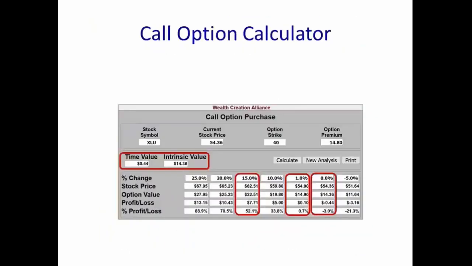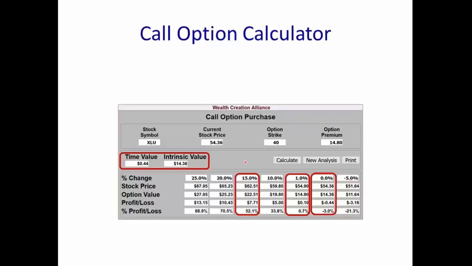So we took a look at our XLU option purchase before we took the trade. Again, XLU was trading at 54.36. We purchased the 40 strike call at 14.80. And this call option purchase calculator will calculate the profit potential based on different price changes for XLU at option expiration. In this example, from a 25% increase in price to a 5% decline in price.